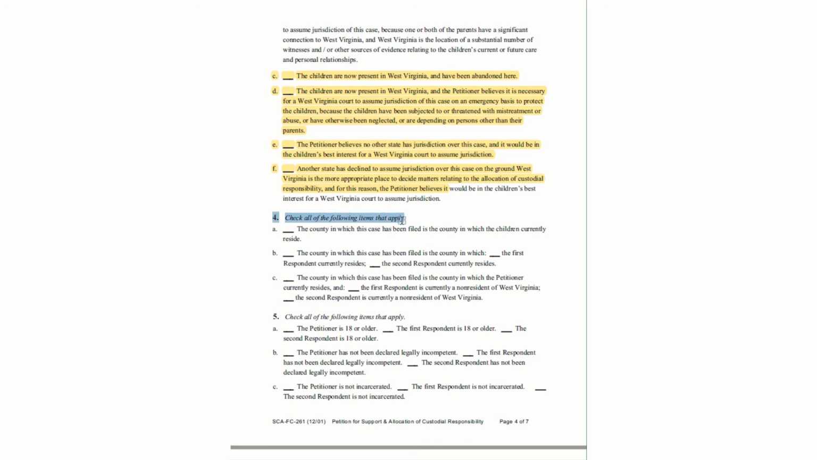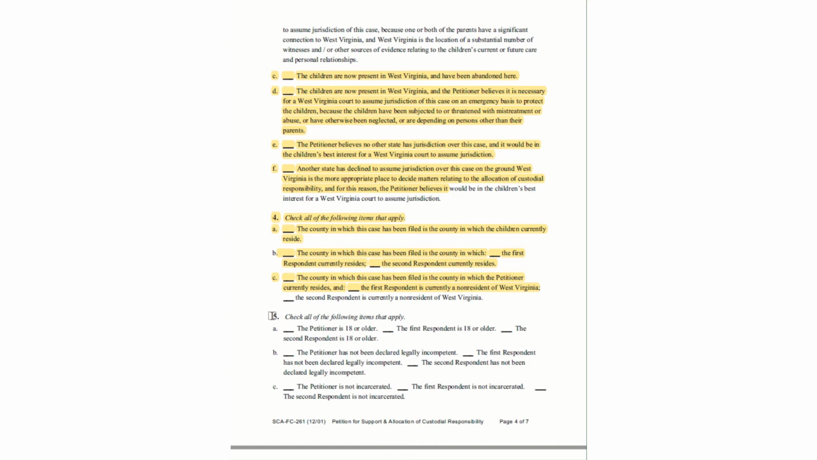Question number 4 asks some questions about the county where you're filing the case. A asks if it's the county where the children are currently residing. If that's the case, mark that. B asks if the county where you're filing the case is where the respondent currently resides. If that's the case, you'd mark B. C asks if it's the county where the petitioner resides and the respondent is not a resident of West Virginia. So if that's the case, you would mark C.